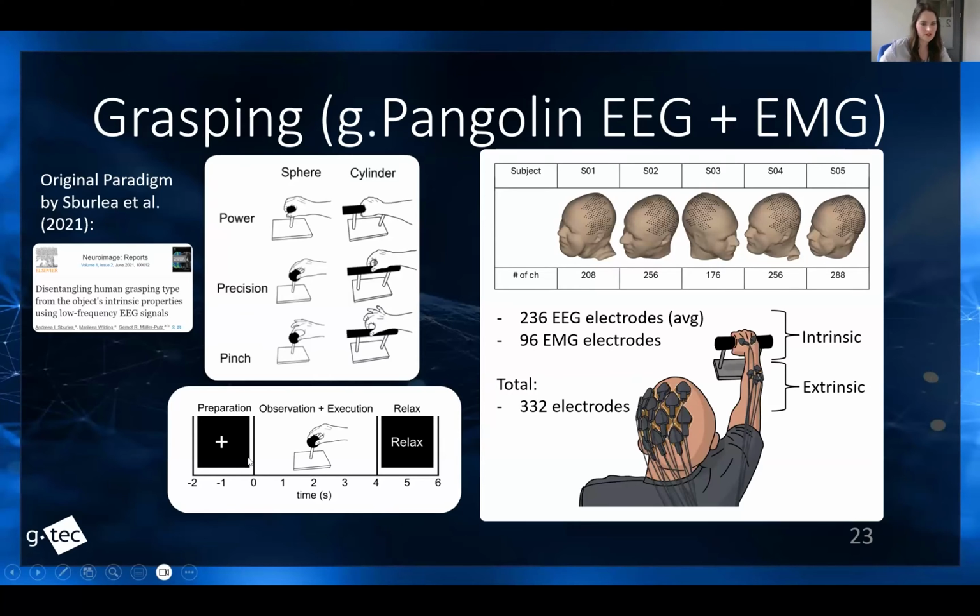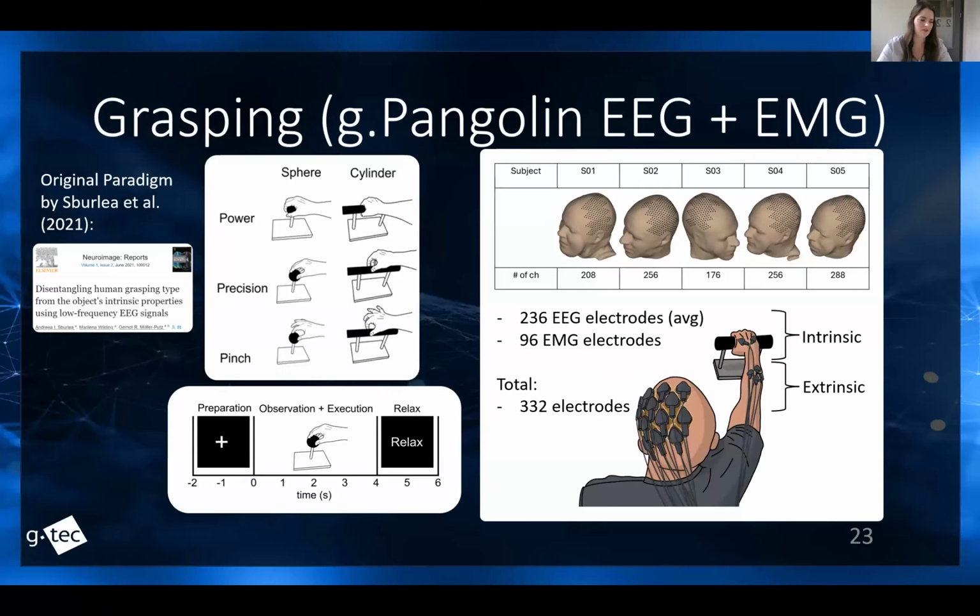Here you can see what the trials look like. So we had a 2-second preparation phase, followed by the instruction, which was presented on the screen, and then the participant starts executing the movement on the given object and holds it there until the relax cue is given at 4 seconds. And every grasp and object combination was executed 54 times, spread out over multiple blocks.